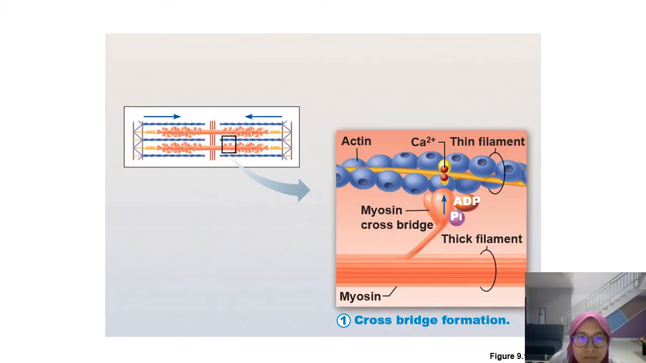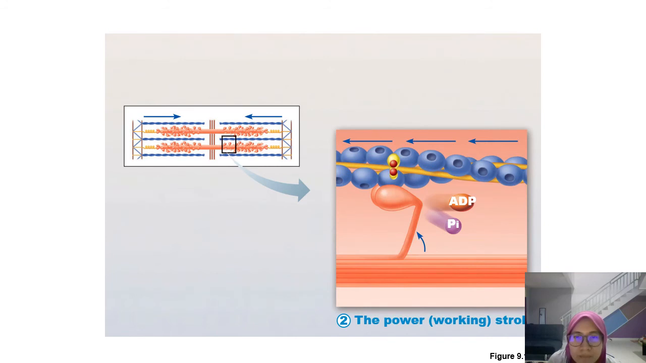Now the cross bridge formation. The myosin cross bridge will produce ATP. Each cross bridge will produce 1 mole of ATP. One power working stroke produces ATP. It moves. See, if the myosin is at the right side here, it will go towards the center here. If the myosin is at the left side here, it will also move towards the center. That's why our muscle becomes shortened.